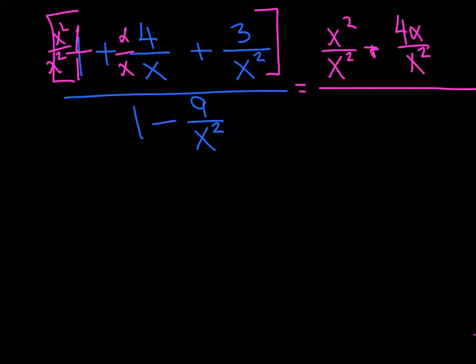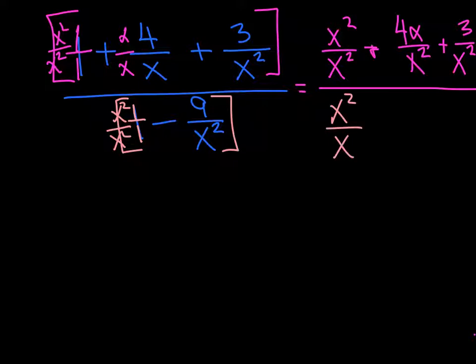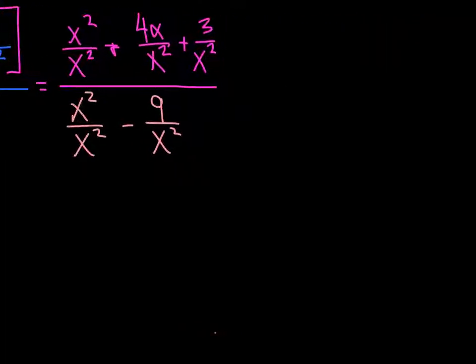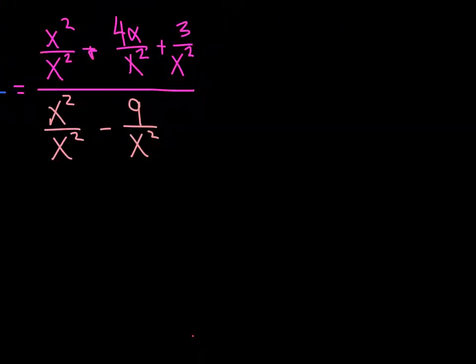And then the last term just stays as is, 3 over x squared. Squeeze that in there. Okay, on the bottom, 1 over 1. Let's see, I think I need an x squared again. So I'm going to go x squared over x squared minus 9 over x squared. We're going to combine these into one big fraction on top.